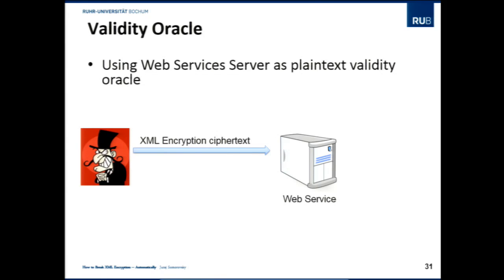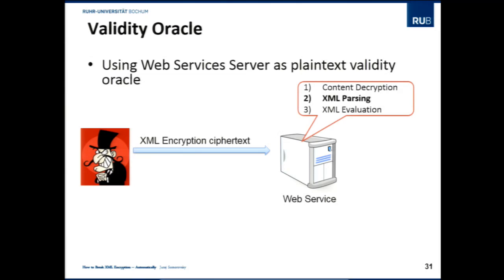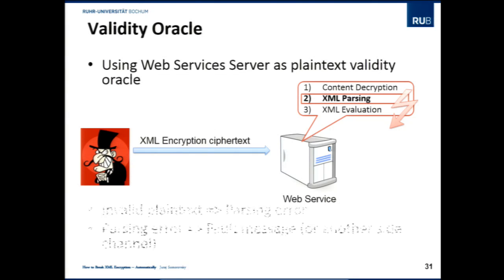If we send a modified ciphertext, the web service attempts to process it. It processes it in three steps. First, the message is decrypted. Then the message should be parsed, as already mentioned. And then there is some evaluation of business logic operation. The problem is that there is this XML parsing step, and if this parsing step fails, then we get some failure.